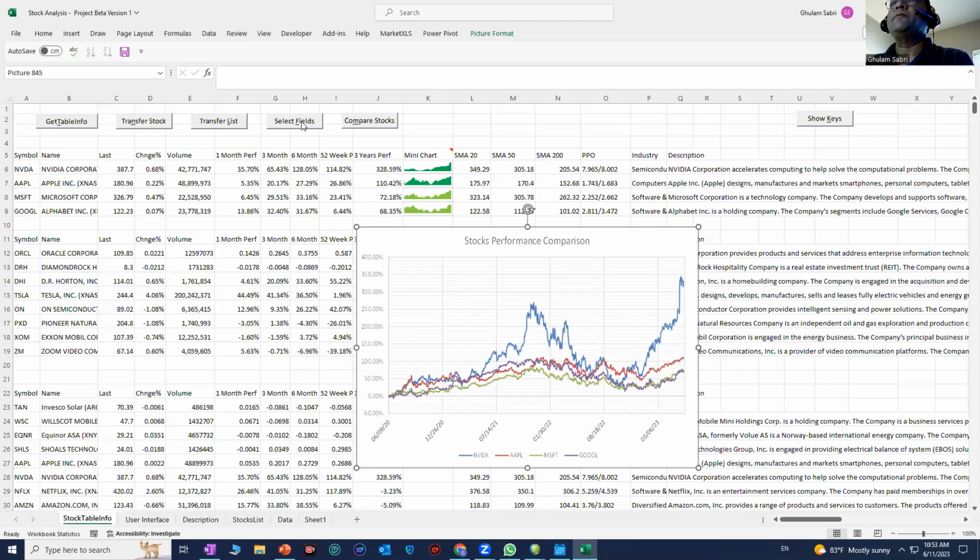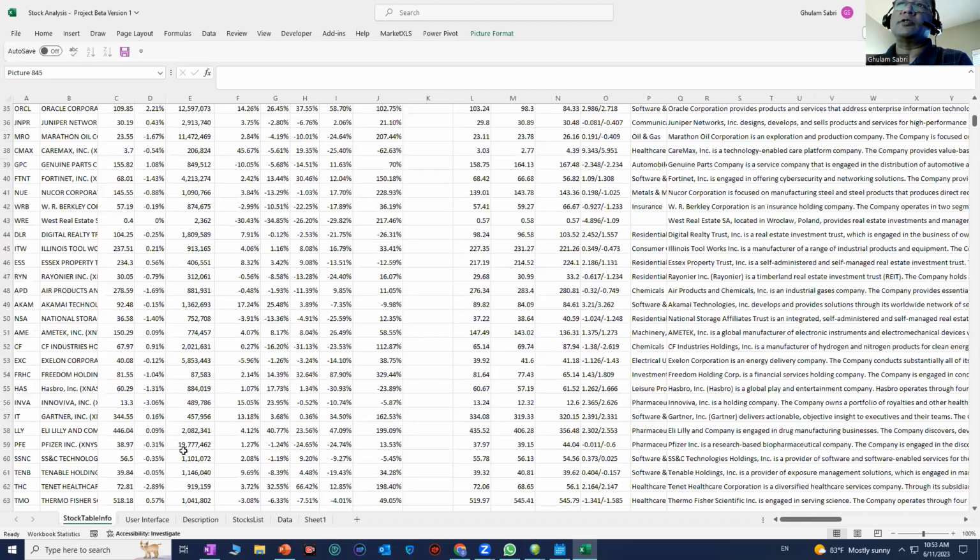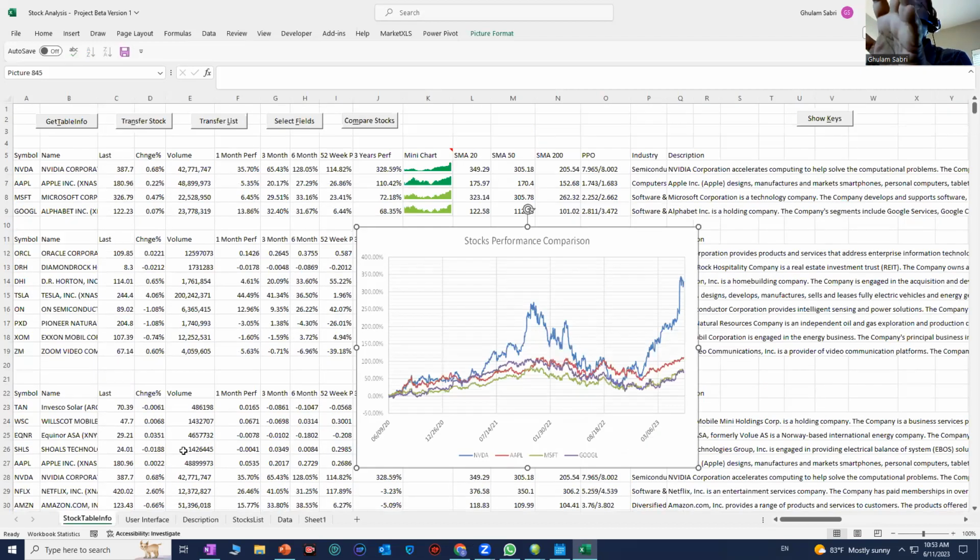Okay, so you can choose the fields, transfer the list, transfer stocks, and compare stocks. For example, if there are hundreds of stocks here, it might get cumbersome and cluttered, so you can add another worksheet, put your stocks in it, and press this button. The button will not be on the other sheet. You also have the keyboard shortcuts available.